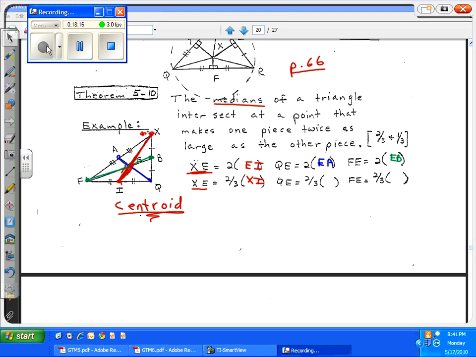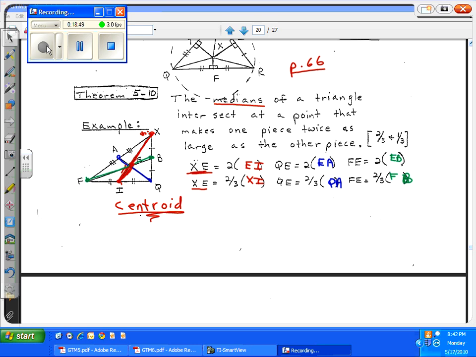QE is twice the little piece, EA, but it's 2/3 of the whole thing, QA. FE is twice the little piece, EB, but it's 2/3 of the whole thing, FB. Any questions on the centroid? Okay.